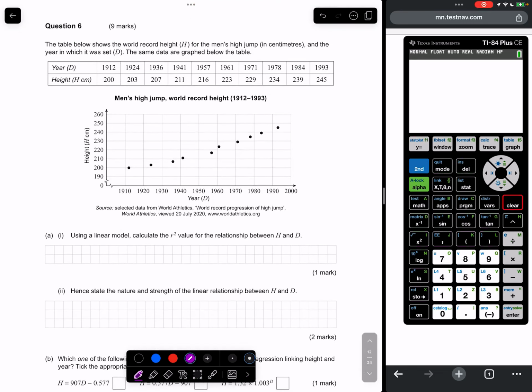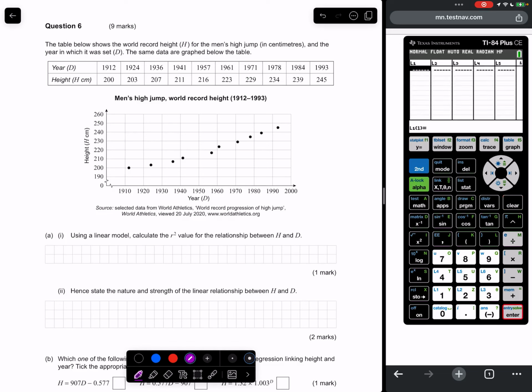Question 6. The table below shows the world record height for men's high jump in centimetres and the year it was set. The data is graphed below. Use a linear model to calculate the R-squared value. So coefficient of determination, how do we get that? We need to enter the data.